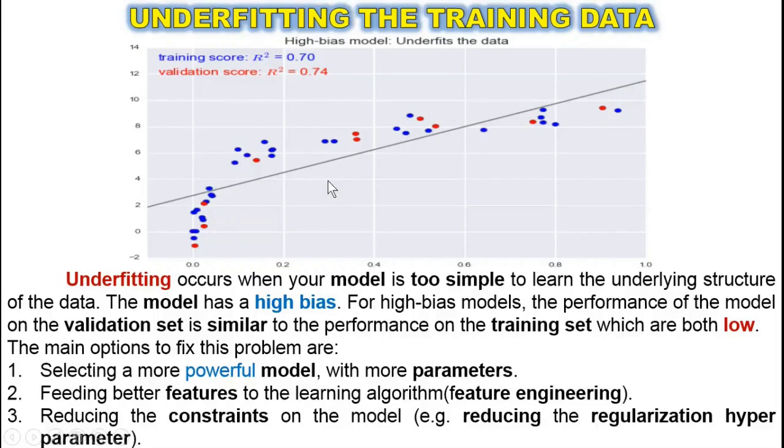The main options to fix this problem are: number one, selecting a more powerful model with more parameters. Number two, feeding better features to the learning algorithm, or we call this feature engineering. And then finally, reducing the constraints on the model, for example, reducing the regularization hyperparameter.